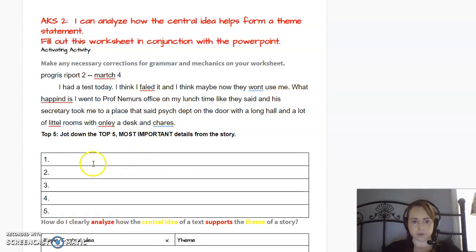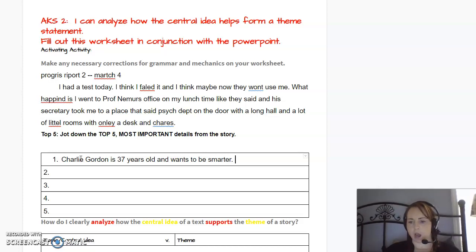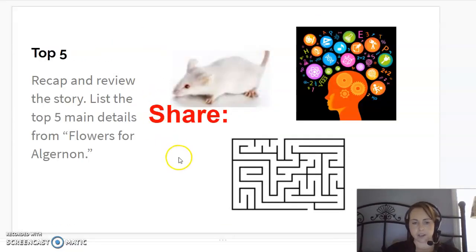I might start with a general statement about Charlie Gordon is 37 years old and wants to be smarter. And you might want to add some information about why he struggles with his relationships with his peers, and he thinks if he's smarter that it will help him in life. So another detail is because of that, he volunteers for the scientific study experiment where they operate on his brain.